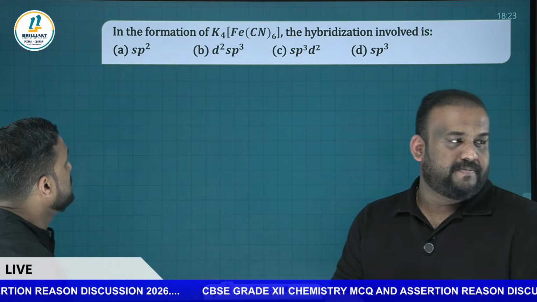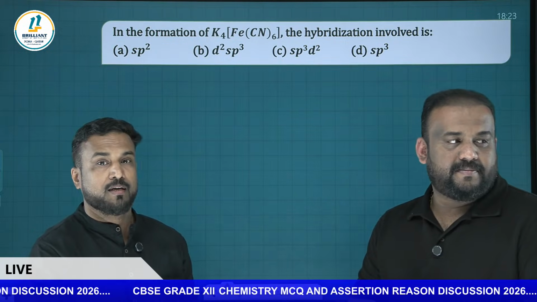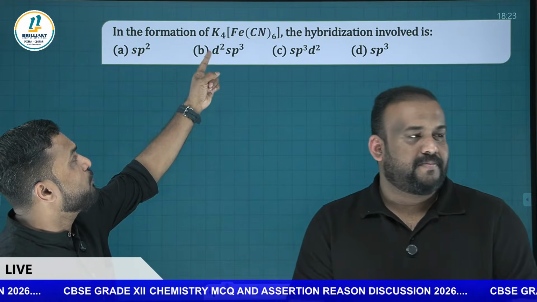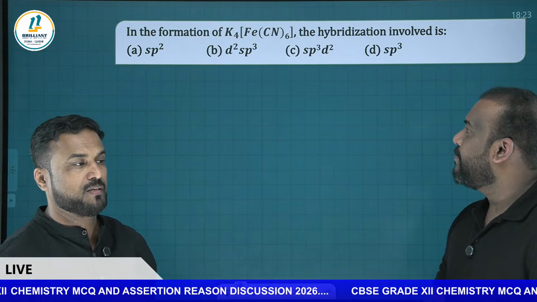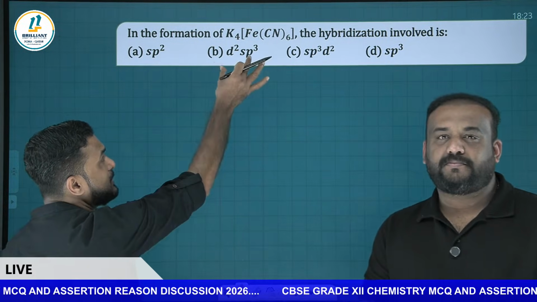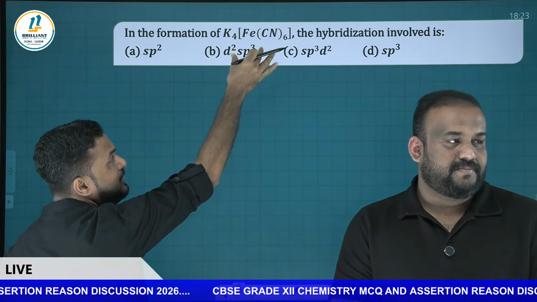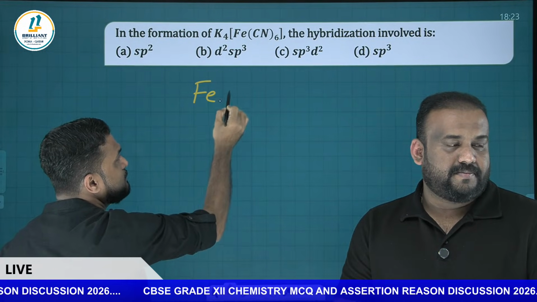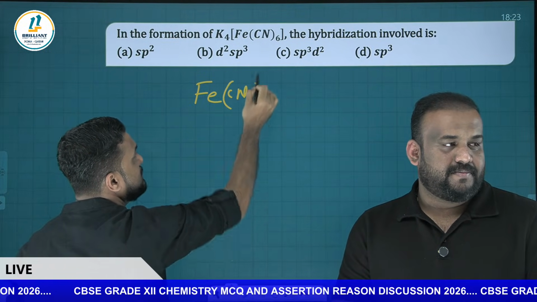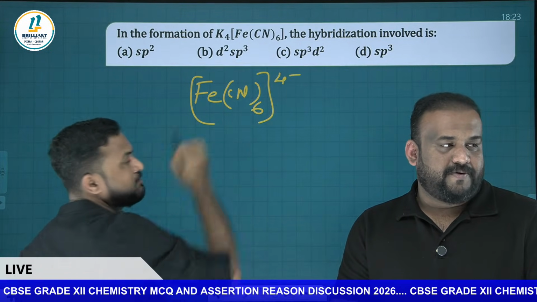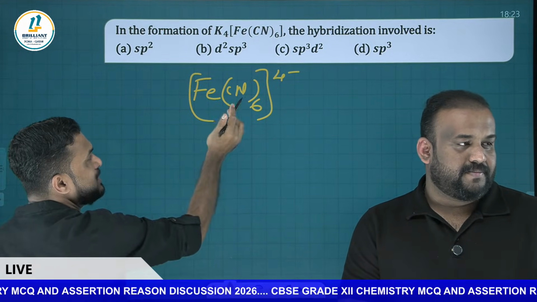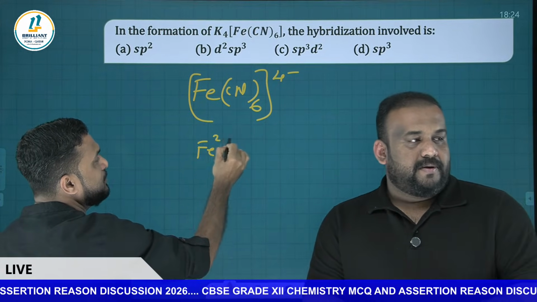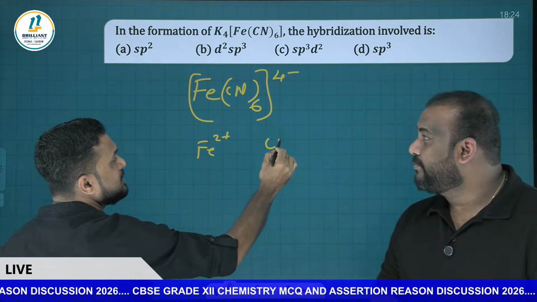Read the question carefully. Next one. In the formation of K4[Fe(CN)6], the hybridization involved is. So here, the ionic part, the complex part only, we need to explain the hybridization. So the complex part is [Fe(CN)6]4-. This is the complex part. So in the complex part, what is the hybridization they are asking? You know that here Fe is Fe2+, and CN is a strong field ligand.